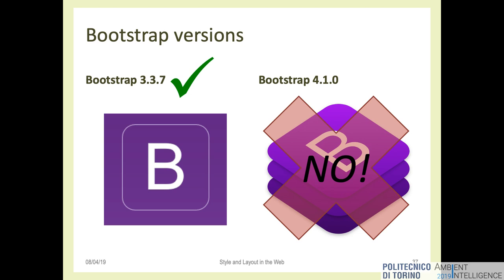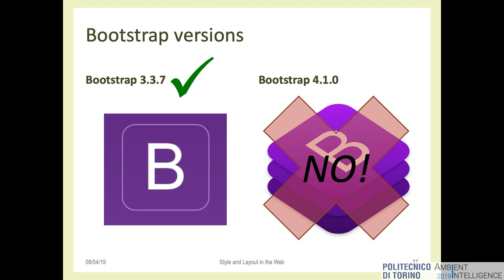There are currently two versions of Bootstrap, Bootstrap version 3 and Bootstrap version 4. As depicted here, we will not use Bootstrap 4, but we will use Bootstrap 3.3.7. That is one of the latest versions of Bootstrap 3. For two reasons mainly. The first one is that there is a Flask extension for Bootstrap 3. So with just a couple lines, you get everything from Bootstrap in your Flask application. And the second one is that Bootstrap 3 is easier to learn with respect to Bootstrap 4.